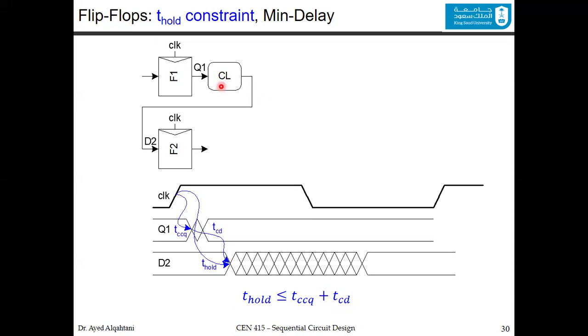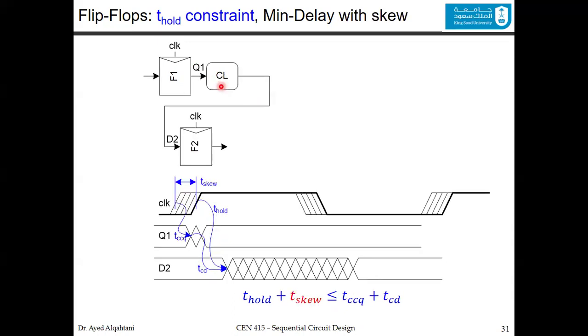Now, in case you have a skew, then the skew will be part of the holding time. So the T hold plus the T skew must be less than or equal to the passing time. You will see this in all of the clocking methodology. The T skew is always associated with the T hold when we talk about the holding constraint.